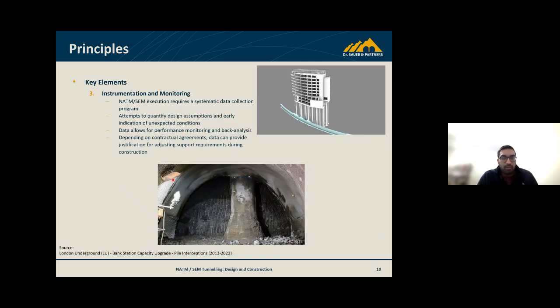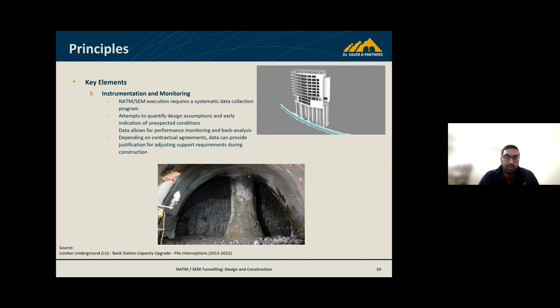Instrumentation and monitoring are obviously quite important to get that feedback. SEM execution requires a systematic data collection program, which attempts to quantify design assumptions and gives early indication of unexpected conditions as well. So as we're getting that feedback, whether it's monitoring the lining, monitoring the groundwater levels in the area, or deformations and things like that, you get an early indication of any sort of unexpected conditions, and that data allows for performance monitoring and back analysis as well.